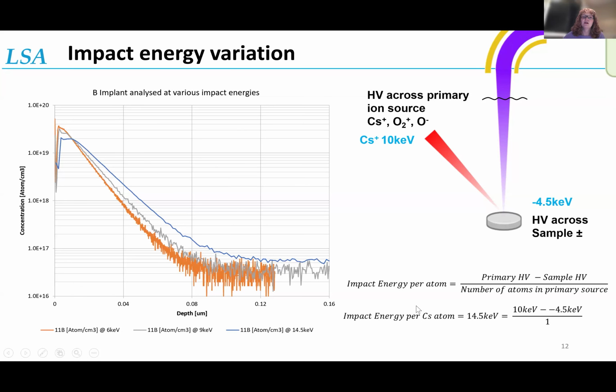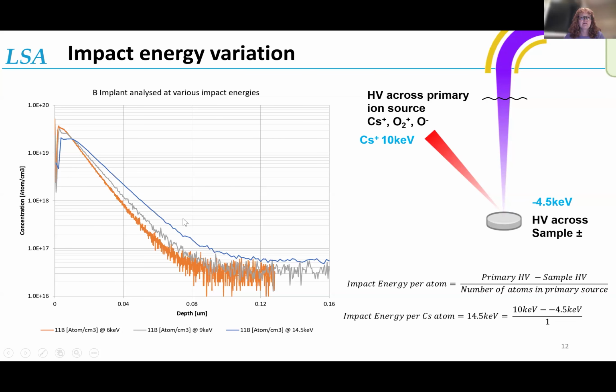We then lowered the impact energy, and you can see that at 9 kV, you get a much higher peak and a sharper diffusion curve as it comes down to the background levels. And then again, if you lower it further, you get an increased peak and a shallower diffusion profile. The area under these curves is all the same. They're all a 1E15 dose, but due to the impact energy, we can create different shapes of the profile.